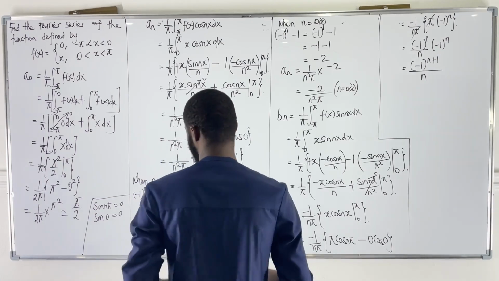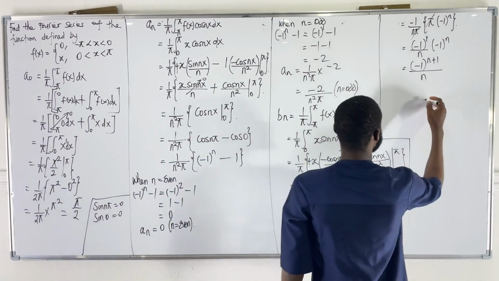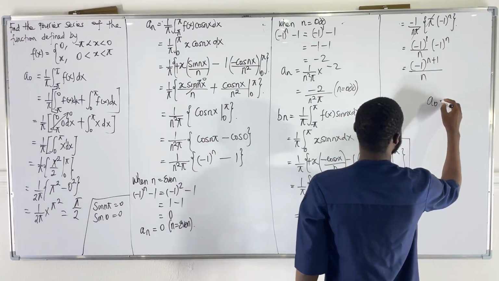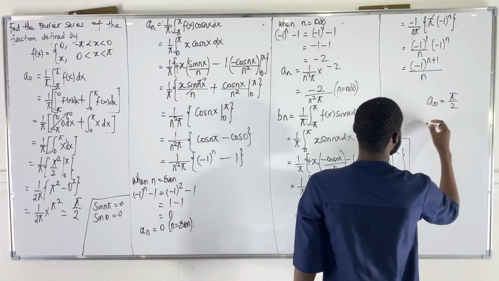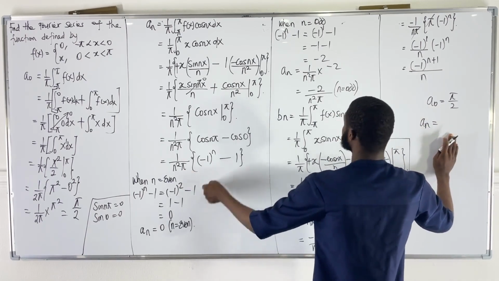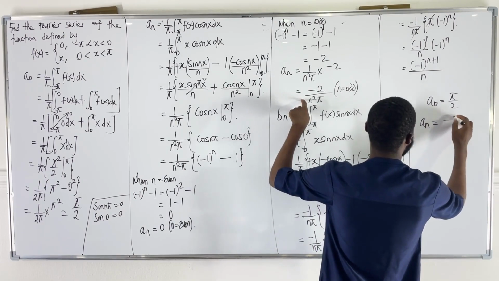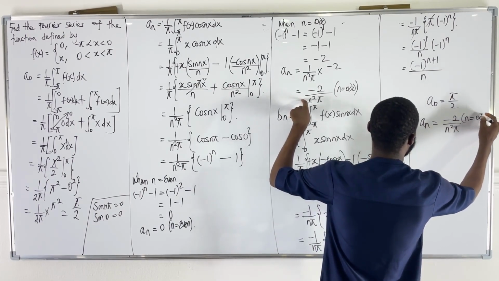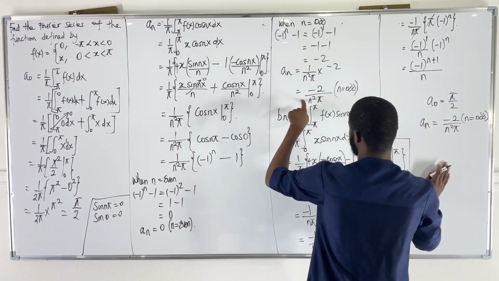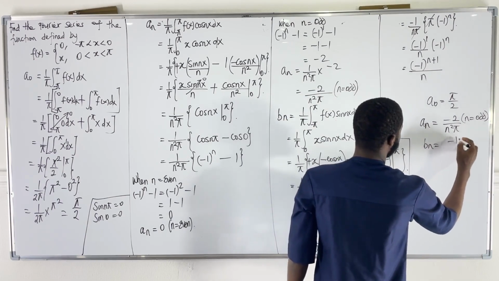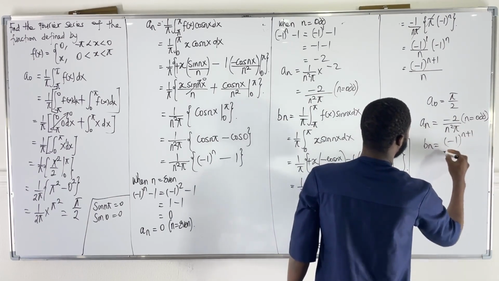So let me write out all of my coefficients. So a naught is pi over 2. A sub n is minus 2 over n squared pi, where n must be odd and it's 0 otherwise. Then b sub n is minus 1 to the power of n plus 1 over n.